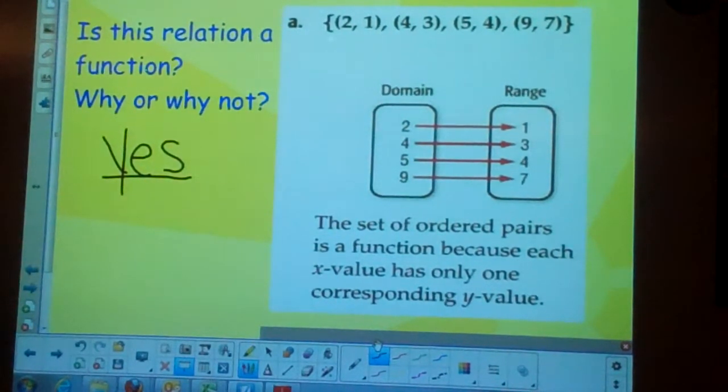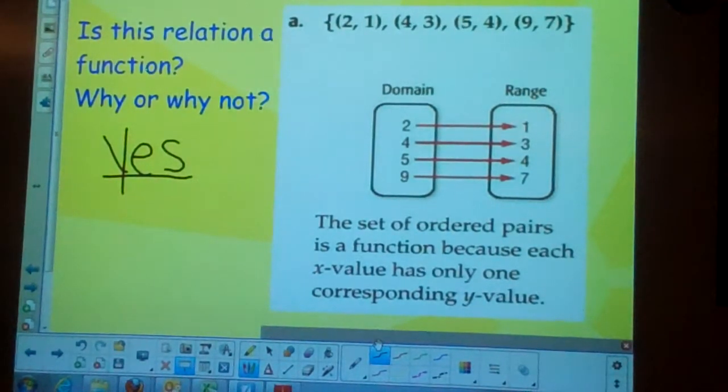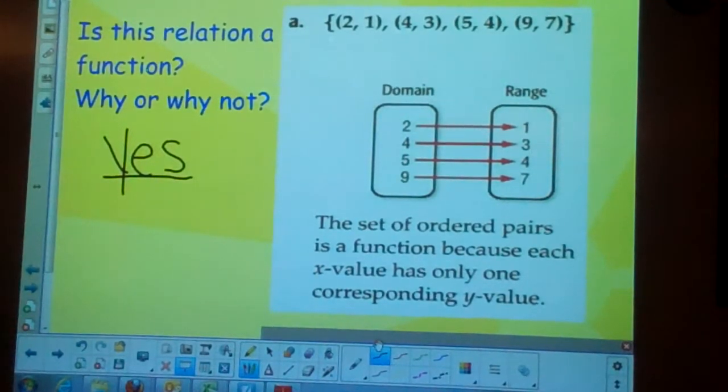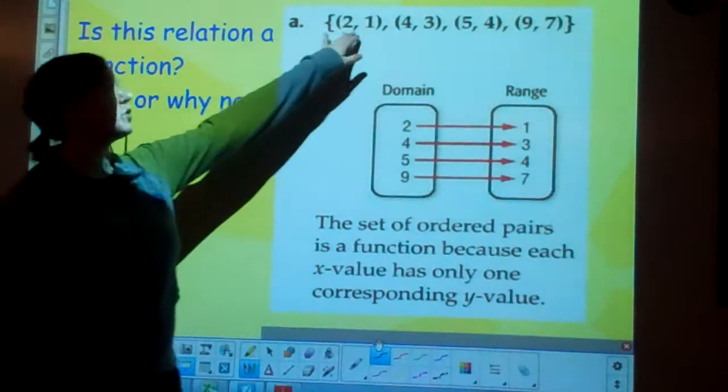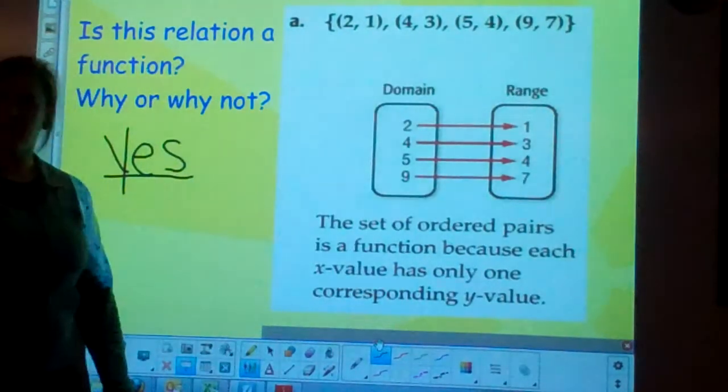True? I don't know the rule on that one. You don't know what the rule is on this one? This isn't exactly a function table. It's just a way to organize your ordered pairs.